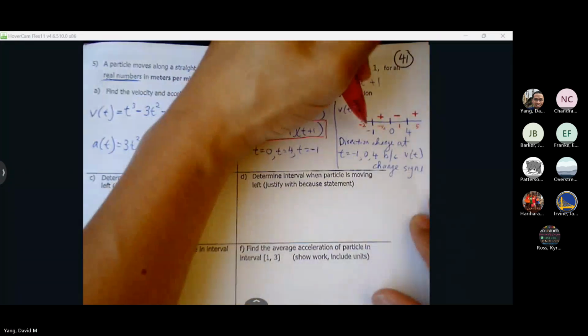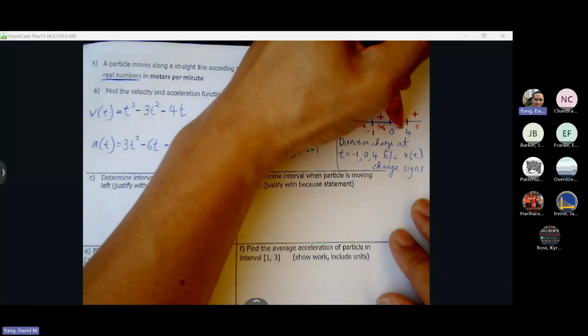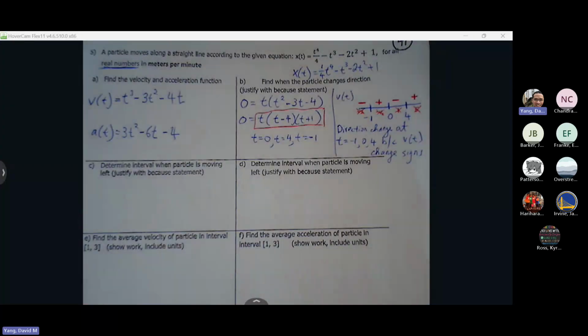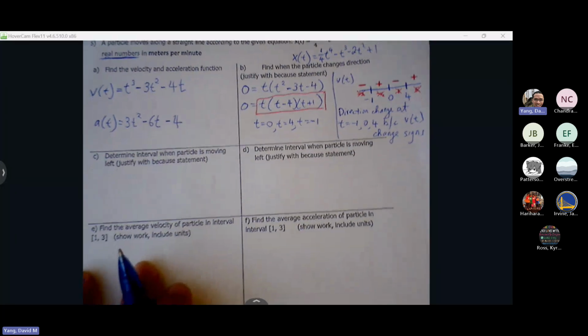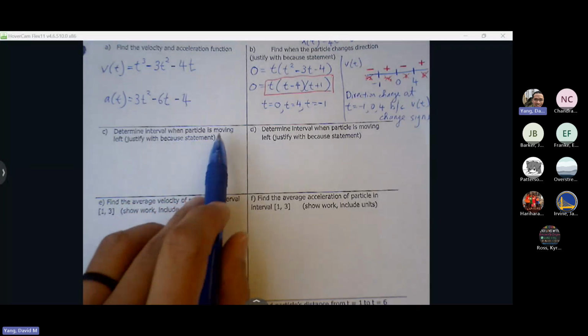As a reminder, you may want to just cross off these test numbers because you're not going to use them in any interval that you create. You're only going to use -1, 0, 4, and then potentially negative and positive infinity. We don't want to include any of those test numbers for any of the interval statements that we make.